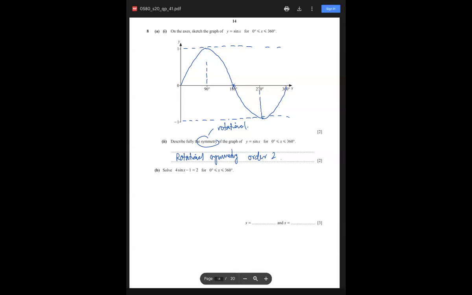Okay, let's continue. Solve 4 sine x minus 1 equals 2. Again, just remember the process. If you don't take MF, it's a bit tough to go through all the topics as well. We add 1 to either side, so this is 3. Then we divide by 4 on both sides, and sine x equals 3/4. Then we just put in our calculator, sine inverse 3/4. We get x equals 48.6 degrees. Your calculator only gives you one value, so this is your principal value.